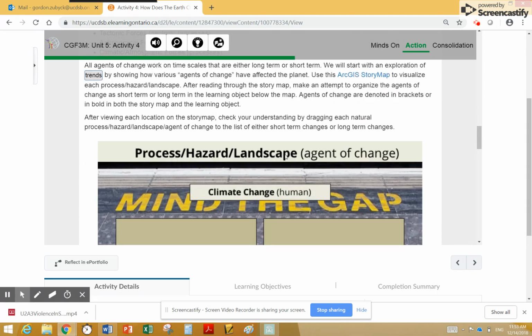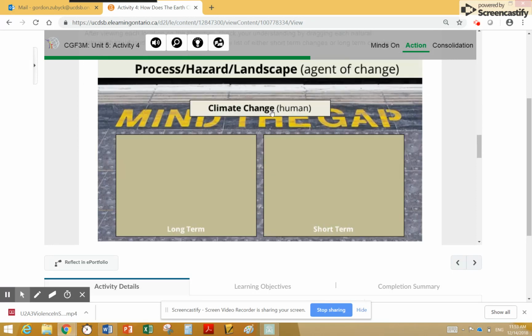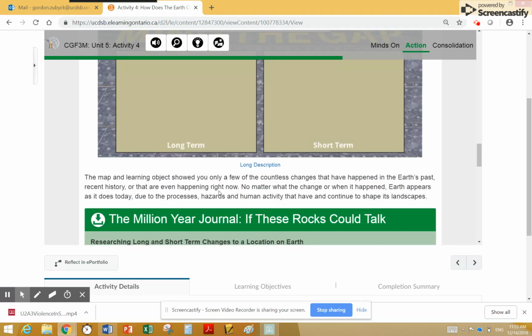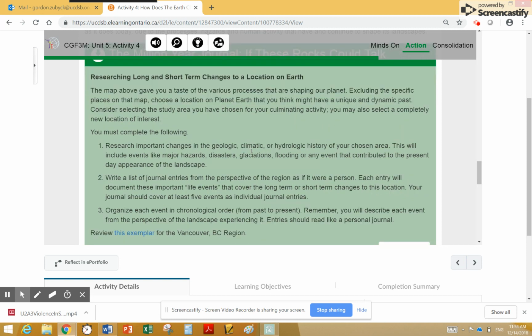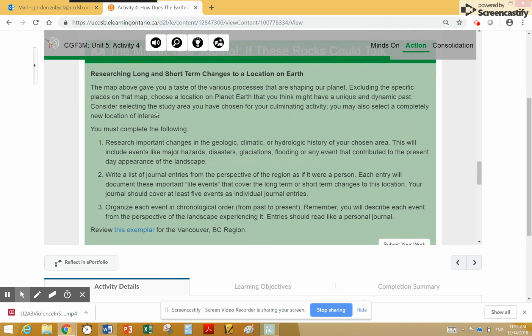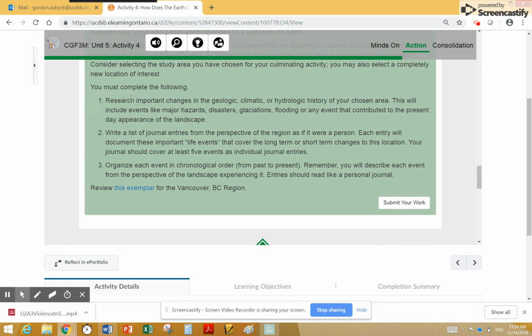And once you've been through this, what you then want to do is look at this process, hazard, and landscape agent of change, this climate piece, so long-term, short-term. So the map and the learning object will give you a bunch of information that you can use to think about the Earth in the past, recent history, and what's happening now. And then use that information to complete this activity, which is looking at long and short-term changes to a location on Earth. In this case, you're thinking about a certain location and all the different things that could happen.